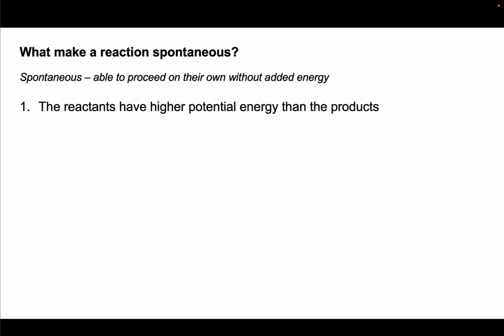Okay, so we've talked about energy, and we've talked about chemical reactions. And chemical reactions are either spontaneous, meaning they can occur without the input of additional energy, or not spontaneous. And this depends on two things. It depends on if the reactants have higher potential energy than the products.